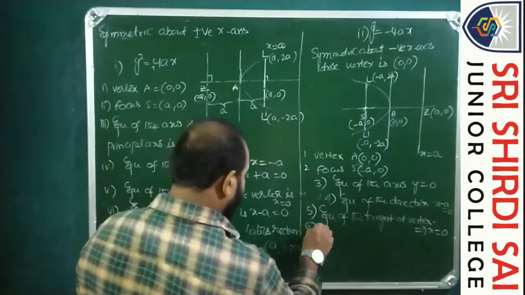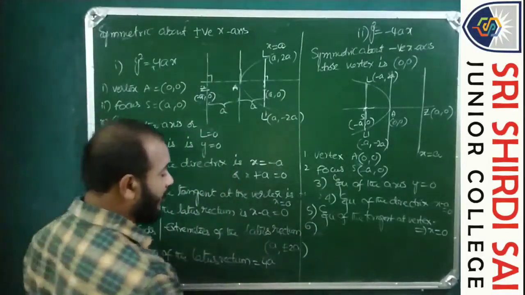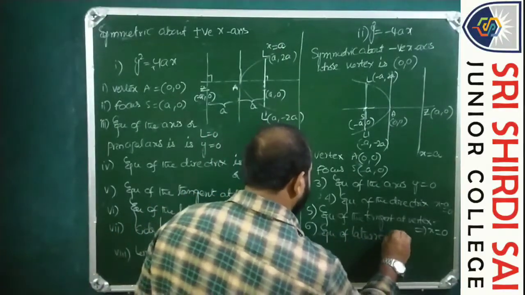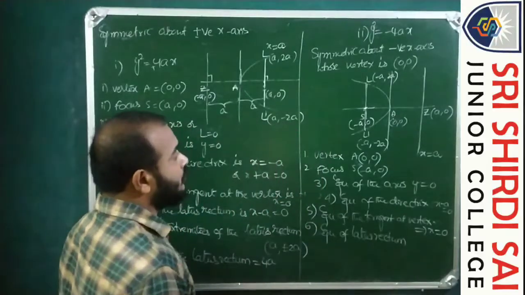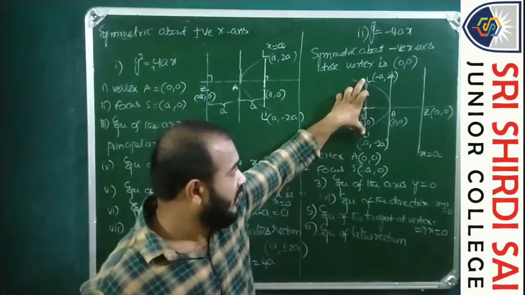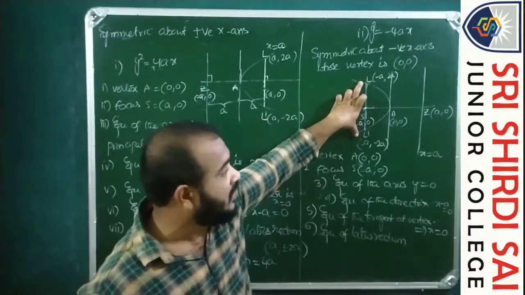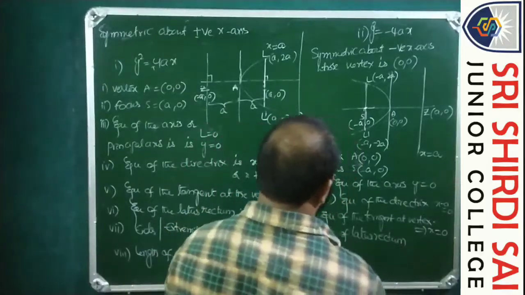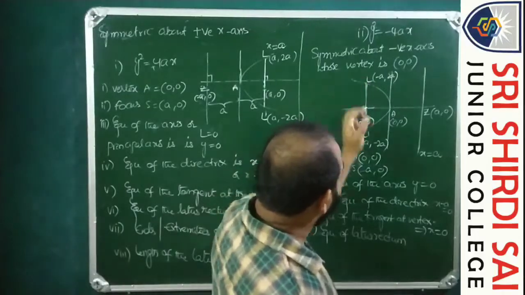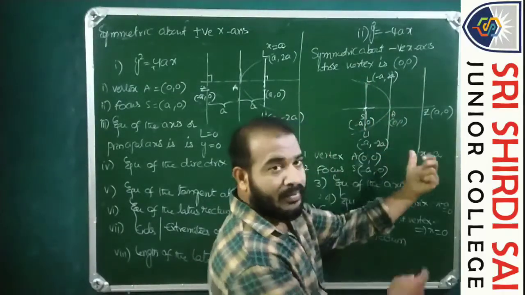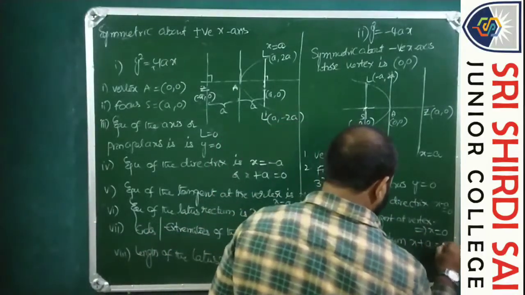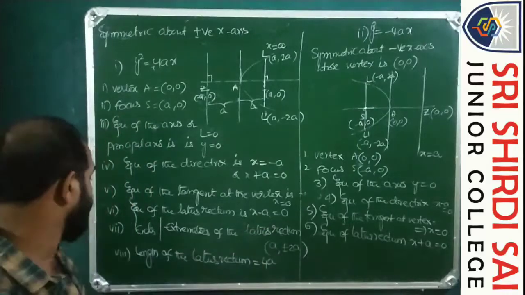And the sixth point is the equation of the latus rectum. L dash is the line, and the equation of this latus rectum is how much? x equals minus a. This is at a distance of a units, but on the negative x-axis, therefore x equals minus a, or x plus a equals 0. Here it is x minus a equals 0.